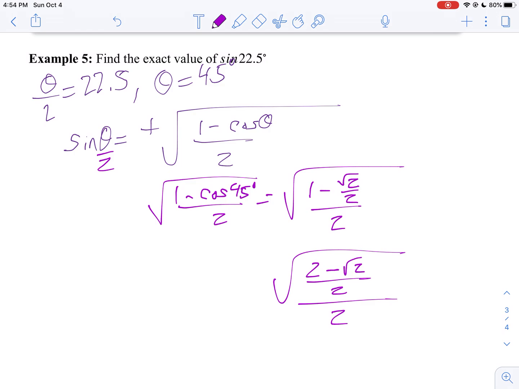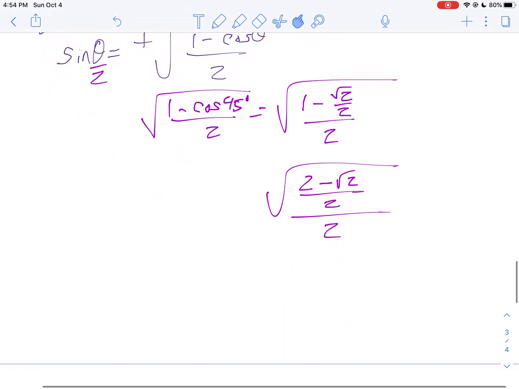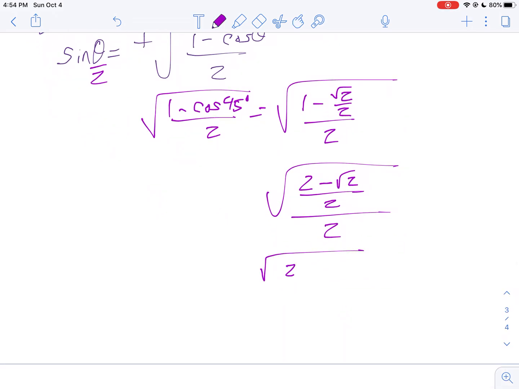Well, that's the same thing. 2 times 2 is 4. So you have the square root of 2 minus the square root of 2 all over 4. We can take the square root of 4. I can't do anything about the numerator. So that's going to be the square root of 2 minus the square root of 2 all over 2, because the square root of 4 is 2.